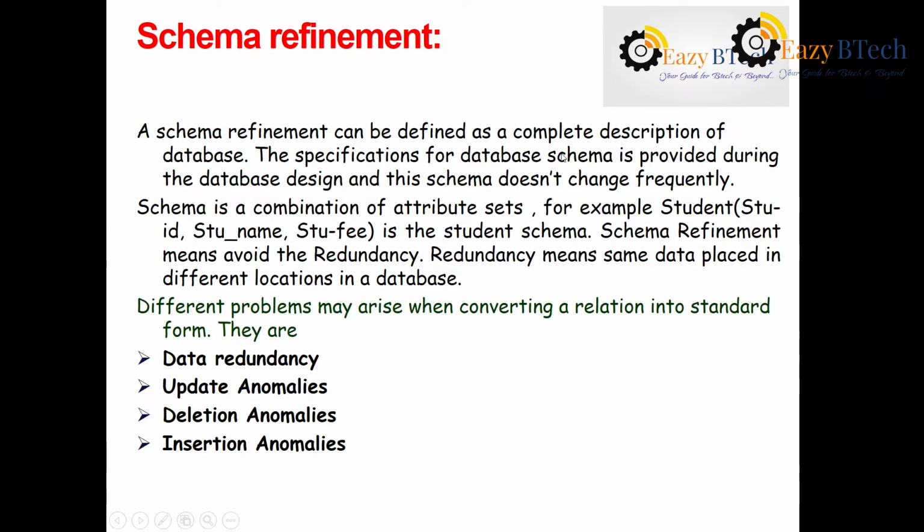In schema refinement we define the complete description of the database. Suppose you take a student database. The student database consists of student number, student name, student marks, all those things. Instance and schema: the combination of all the instances is called a schema. Right now you are in, I think, third year. First year is one instance, second year is another instance, third year is another instance. Total, all are called a schema.